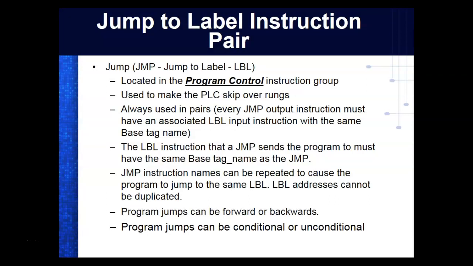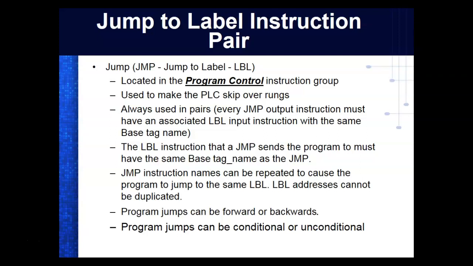Jump, located in the program group, is used to make the PLC skip over rungs, always used in pairs. For every jump instruction, you've got to have a label. Everybody understand that? The label instruction that a jump sends the program to must have the same base tag. The base tag name is the jump. Jump instruction names can't be duplicated, so your jump instruction can't be duplicated, but you can use the same label multiple times.